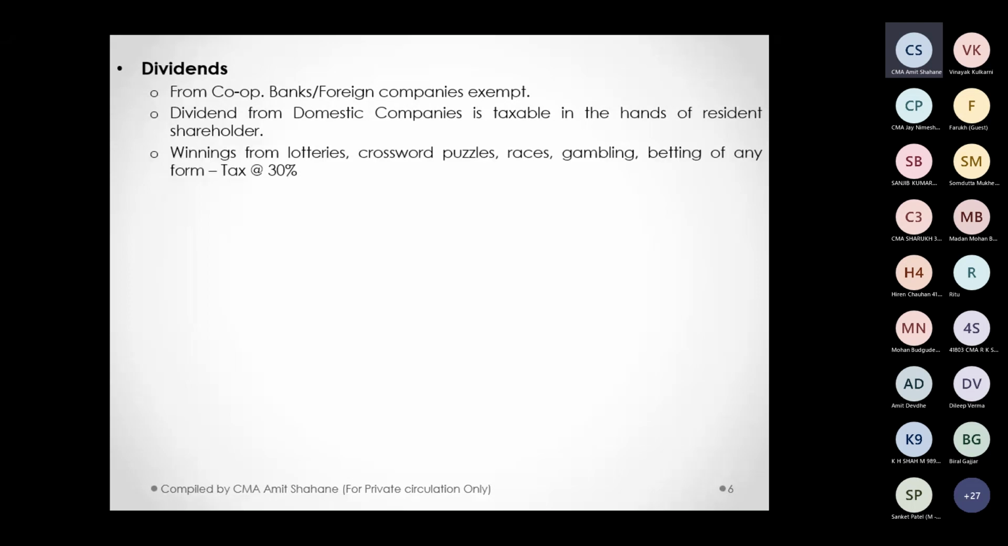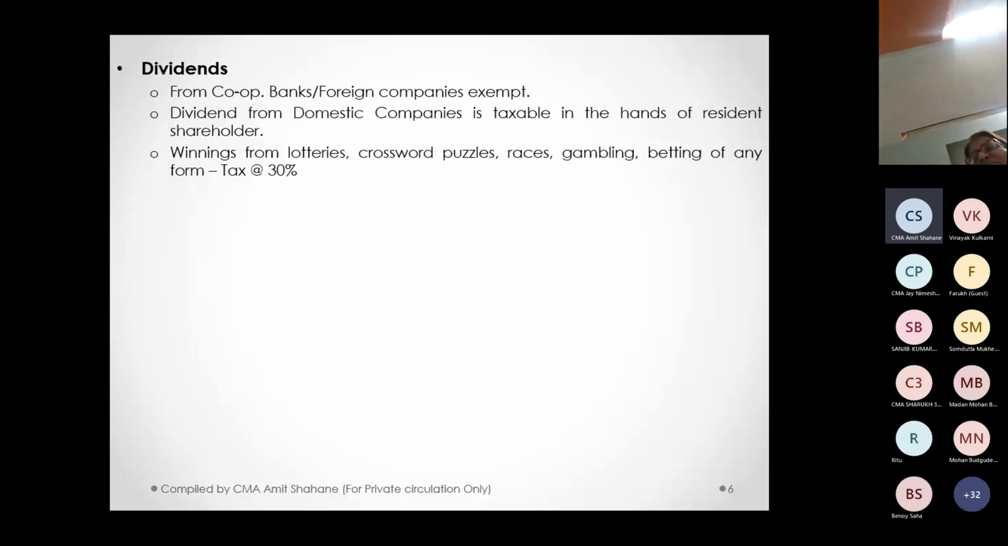The next is winnings from lotteries, crossword puzzles, races, gambling, betting of any form. The tax rate is 30%. Now, as you are aware, the name of the act is Income Tax Act 1961. So what is normally chargeable is income. I'll repeat my sentence. What is normally chargeable is income. But here, the wording used is winnings. So what does that mean?